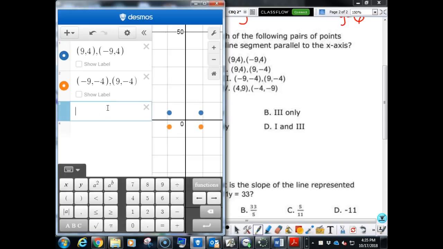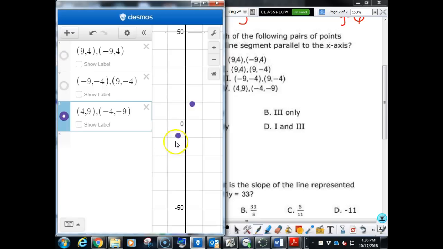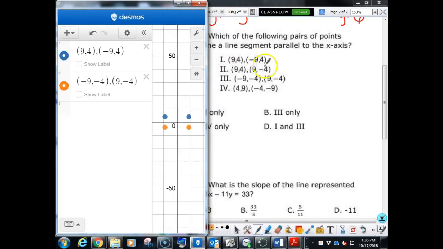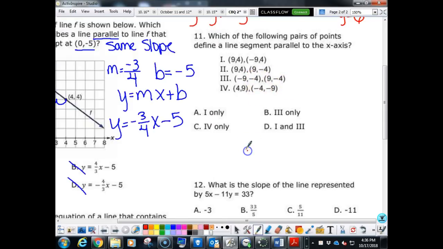And I need to check the fourth one. 4, 9, negative 4, negative 9. And that one's not even, like if I turn these off, that's a diagonal line, so that's not even parallel to the x or y axis. So that one's wrong. If I turn these back on, so that is 1 and 3. So D would be my correct answer.